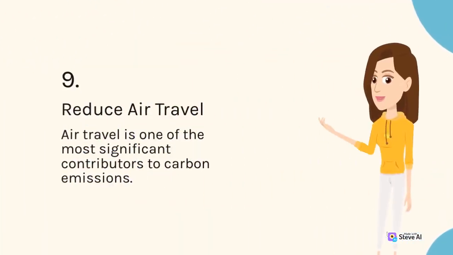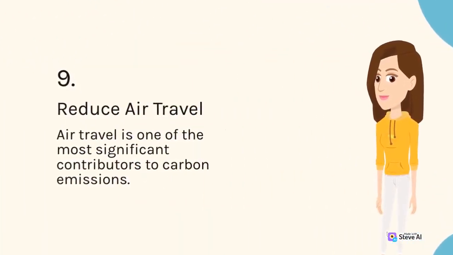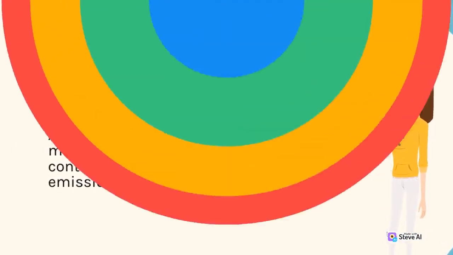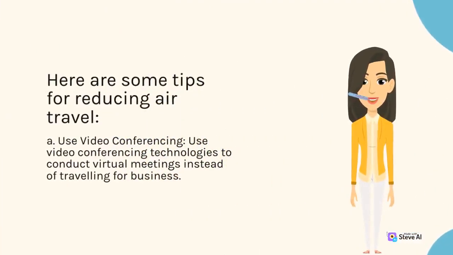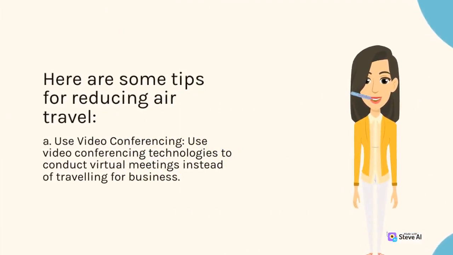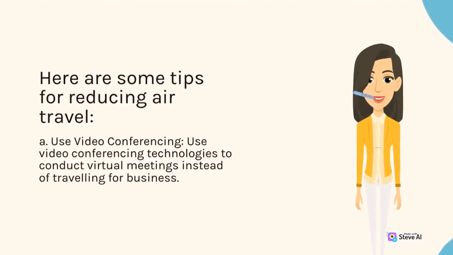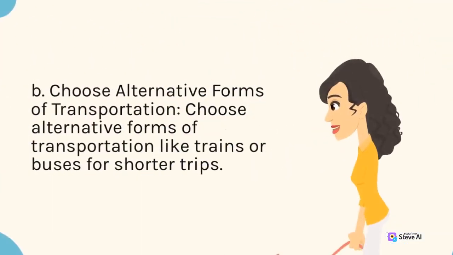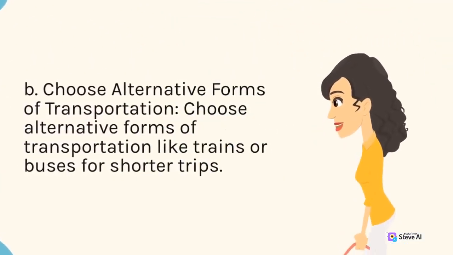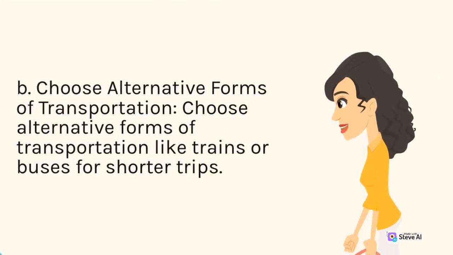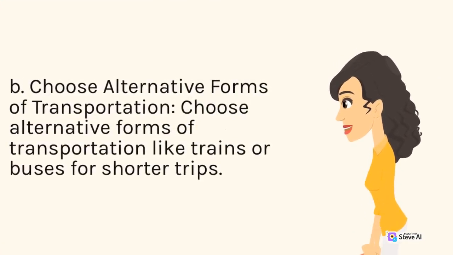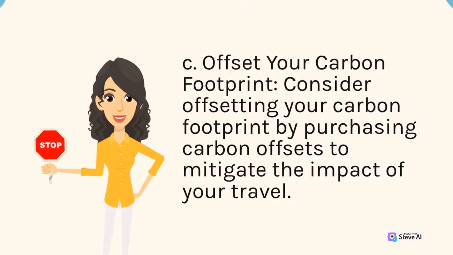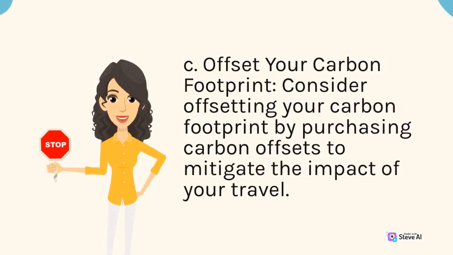9. Reduce air travel. Air travel is one of the most significant contributors to carbon emissions. Here are some tips for reducing air travel. A. Use video conferencing. Use video conferencing technologies to conduct virtual meetings instead of traveling for business. B. Choose alternative forms of transportation. Choose alternative forms of transportation like trains or buses for shorter trips. C. Offset your carbon footprint. Consider offsetting your carbon footprint by purchasing carbon offsets to mitigate the impact of your travel.